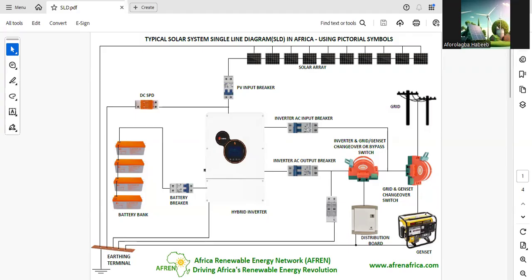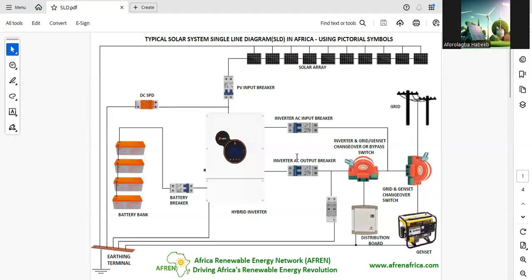Like the diagram I have here now, it's easy for someone to understand it. Now we have the grid supply here, we have the gen set here, we have the changeover here. It's easy for someone to understand it, compared to having it written down. So we use this single line diagram in electrical and electronics to easily identify the interconnection of different components. So I have 4 pages here.